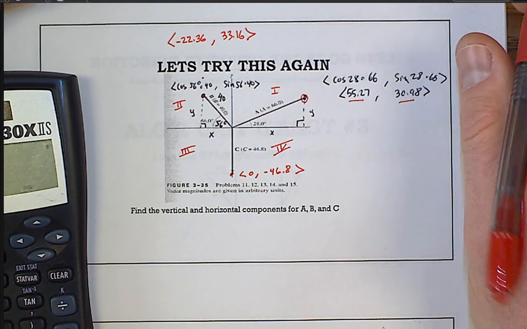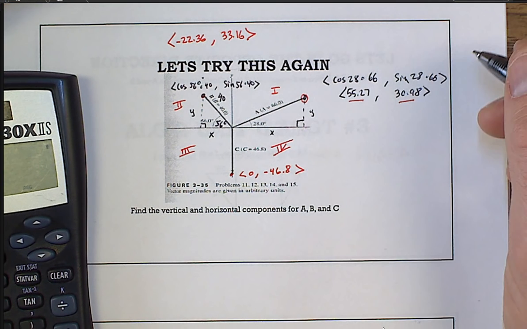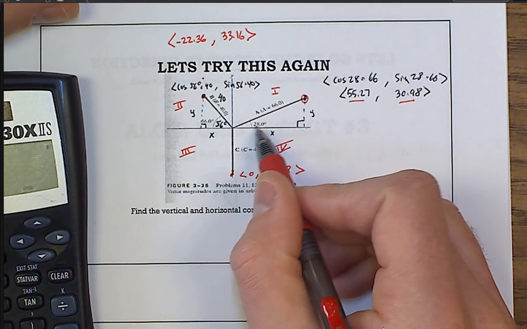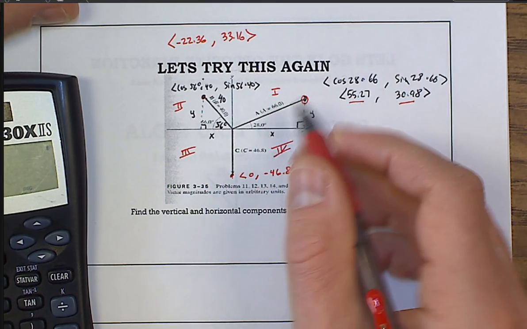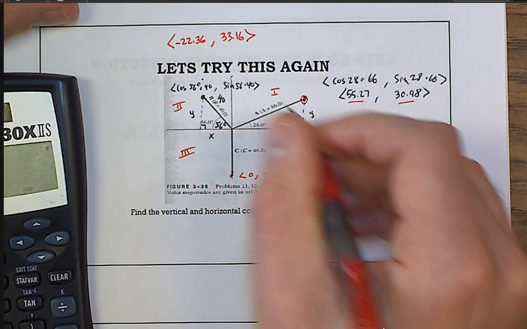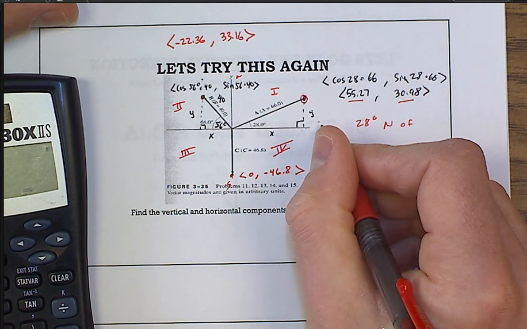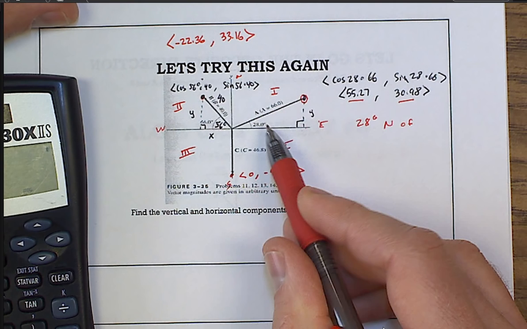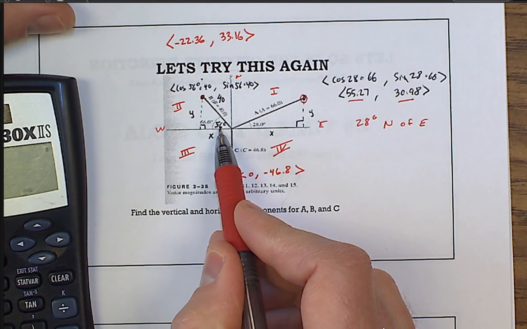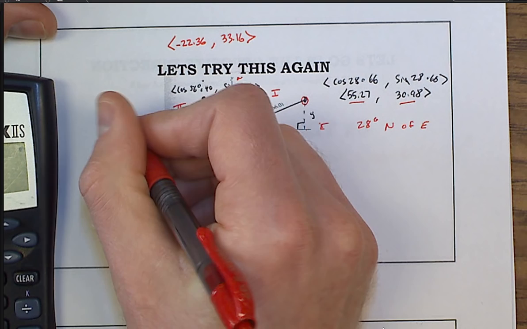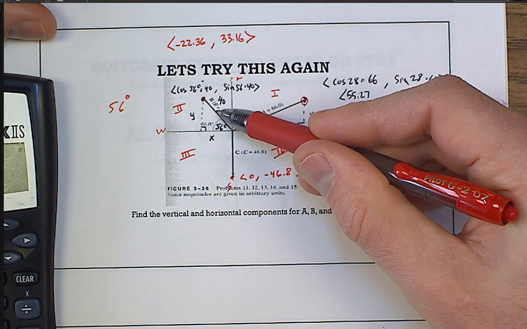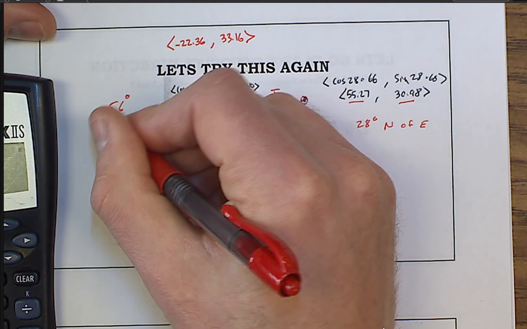Now, the one thing I do want to add to this is direction. So this 28 degrees, let's describe this vector. That would be 28 degrees, what? If you go north, south, east, and west, this would be 28 degrees north of east, okay? This right over here is 56, so that would be 56 degrees, what? North of west.